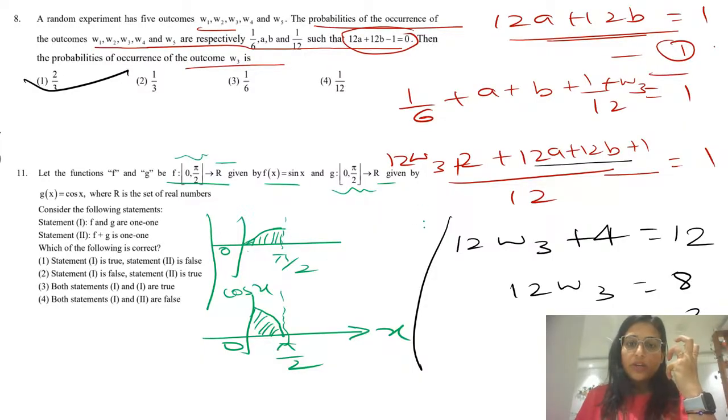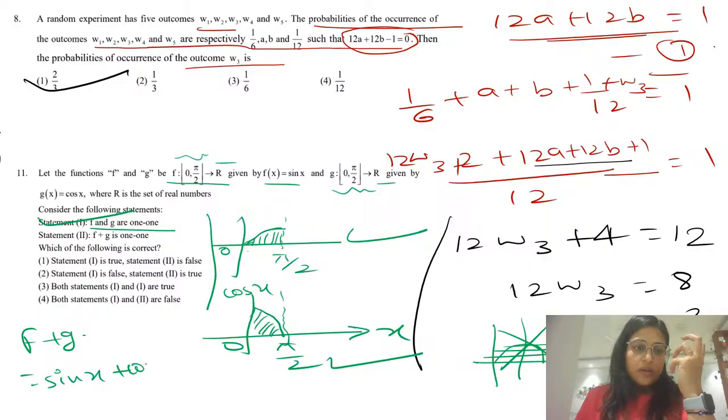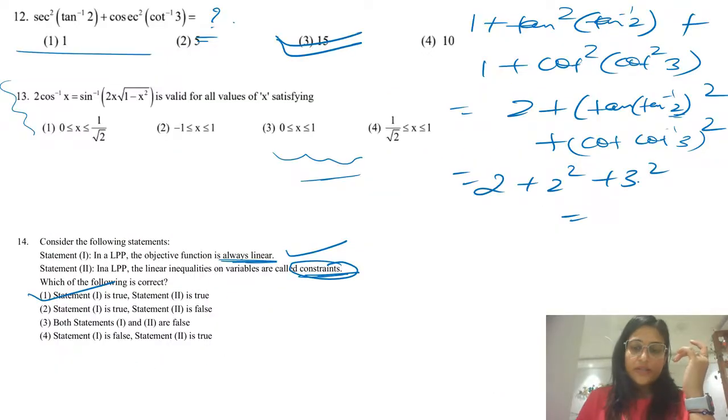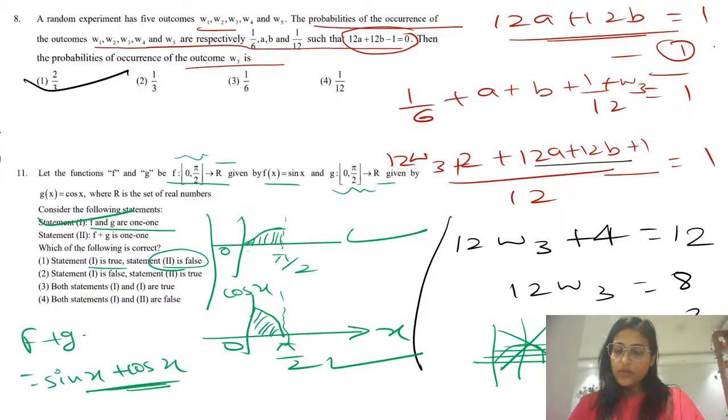Draw the graph. If I talk about its entire domain, from 0 to pi, it cuts at 2 points. This is not 1, 1. But from 0 to pi by 2, it is cutting at only 1 point. So we can say that this is also 1, 1. So the statement that f and g are 1, 1 is true. Now come to f plus g: sin x plus cos x. Is this a 1, 1 function? No, this is not a 1, 1 function. So statement 1 is true, but statement 2 is false. That is question number 11.